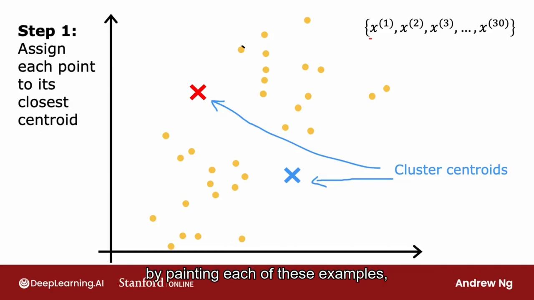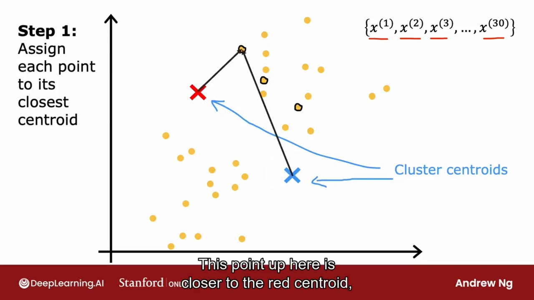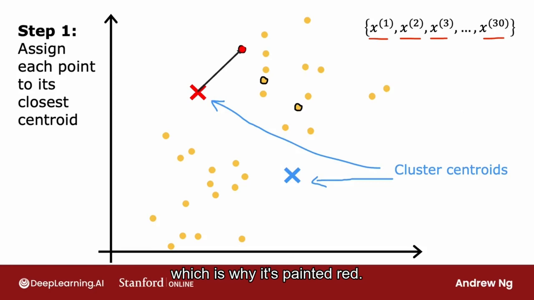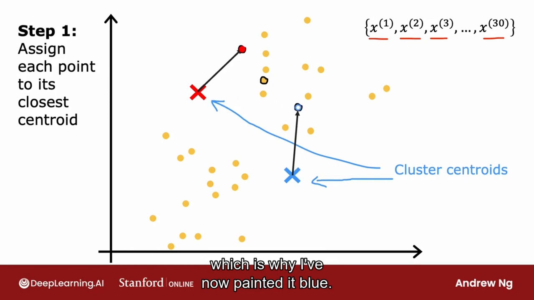I'm going to illustrate that by painting each of these examples, each of these little round dots, either red or blue, depending on whether that example is closer to the red or to the blue cluster centroid. So this point up here is closer to the red centroid, which is why it's painted red, whereas this point down there is closer to the blue cluster centroid, which is why I've now painted it blue. So that was the first of the two things that K-means does over and over, which is assign points to cluster centroids. And all that means is it will associate, which I'm illustrating here with the color, every point with one of the cluster centroids.